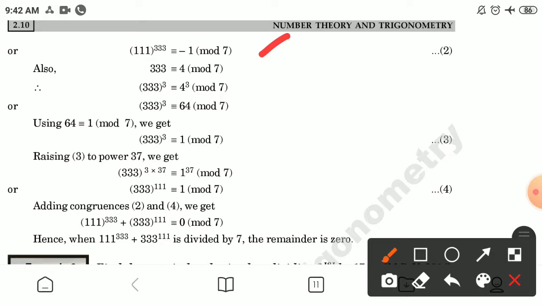Also 333 is congruent to 4 mod 7, raised to power 3, that is 333 raised to power 3 is congruent to 64 mod 7. Using 64 is congruent to 1 mod 7, we get 333 raised to power 3 is congruent to 1 mod 7. Raising to power 37, this becomes 333 raised to power 111 is congruent to 1 mod 7, marking this as number 4. Adding congruencies second and fourth, we get the remainder is 0 when the quantity is divided by 7.